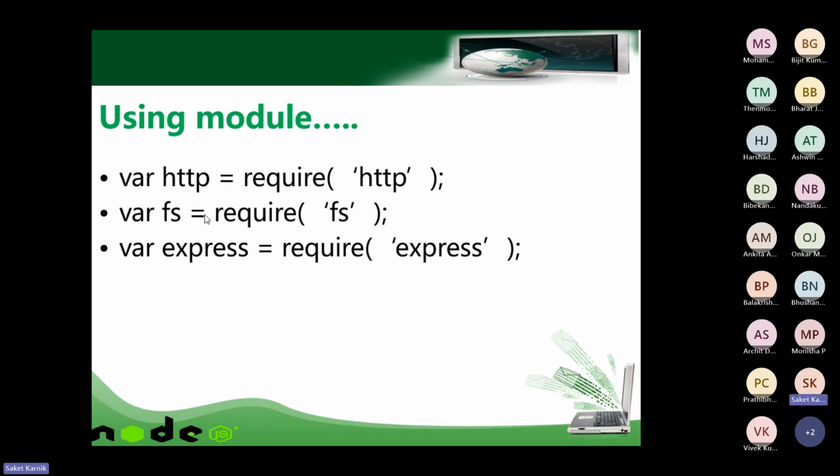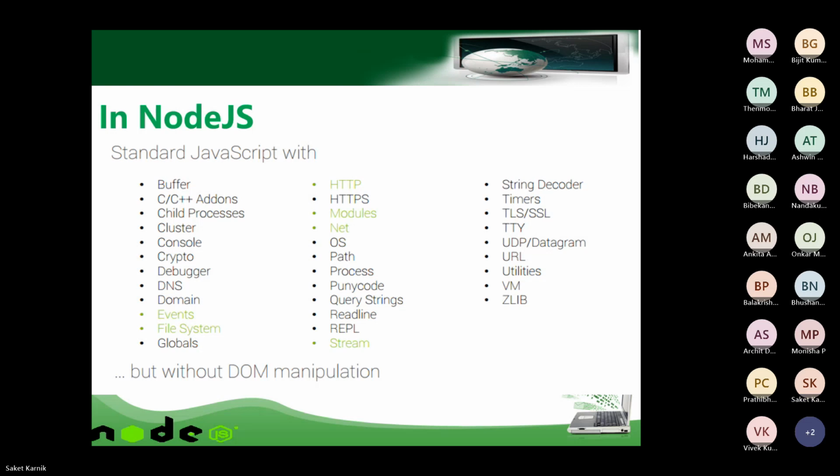Using different modules will require objects to be created. So here when I say var HTTP equals require HTTP, var HTTP says it's an object, and require HTTP means it will automatically find the module HTTP, and from there the HTTP class instance will be created and assigned to this object. Same way, FS for file system and Express for Express.js, which is an extension framework for Node to enable us to create RESTful services pretty quickly and easily. Not a mandatory one though, but yes, it makes RESTful service development pretty easy and straightforward.